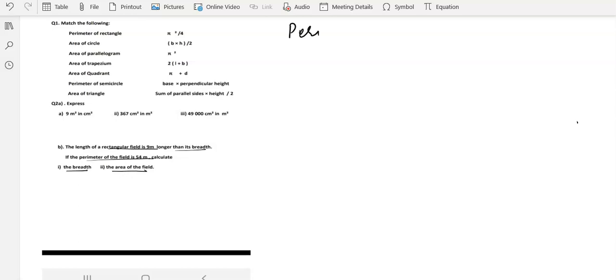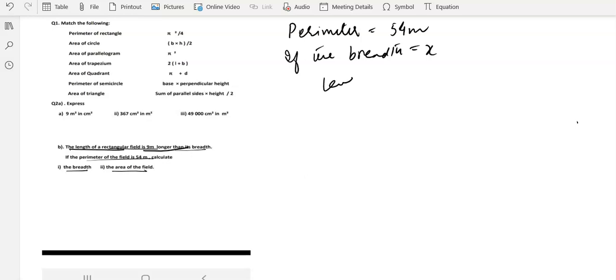Perimeter is given to you and it is 54 meters. The length and breadth are not given, but it is mentioned in the question that the length of a rectangular field is 9 meters longer than its breadth. So if the breadth is x, length will be x plus 9 meters, as it is mentioned in the question.